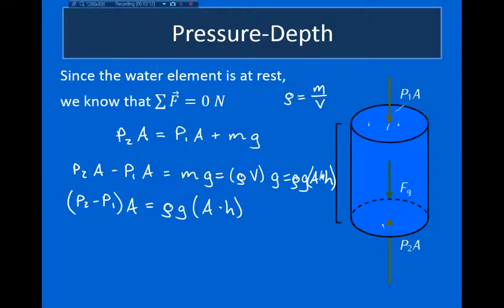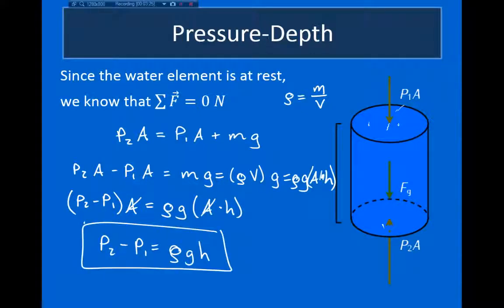Because I'm looking for the formula for the difference in the pressures, I want to divide both sides by area. If I do that, I'll see that the difference in these two pressures is equal to rho GH. So this is the formula that tells you the difference between the pressure at the top of something and the pressure at the bottom of something. One thing to keep in mind whenever we're doing these types of formulas is that the pressure at the bottom is going to be greater than the pressure at the top. So the pressure at the bottom minus the pressure at the top is equal to rho GH, where h is the difference in the heights of these two points.